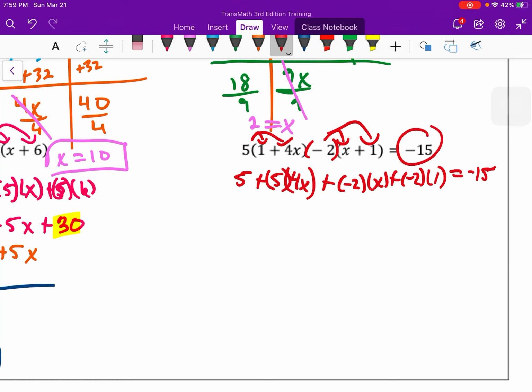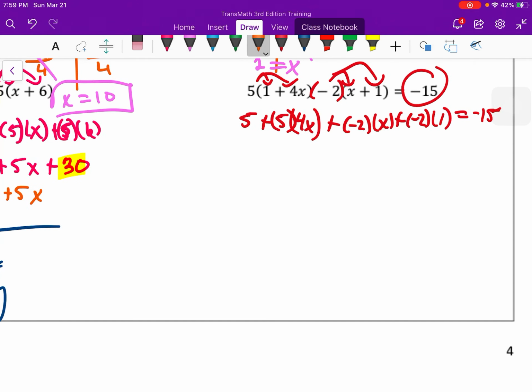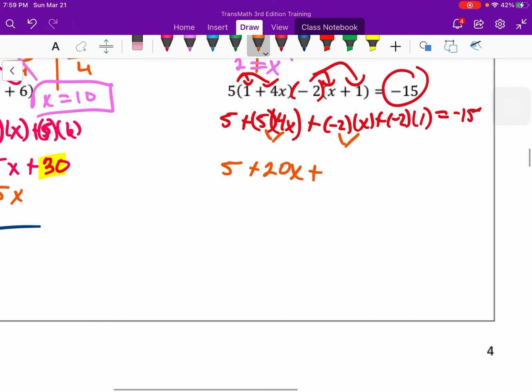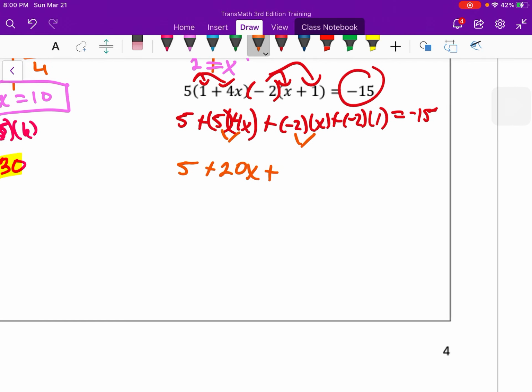We still have this negative 15 on the right. Now I can simplify some of these products. I'm rewriting 5 because it was 5 times 1 plus 5 times 4x. It's going to be 20x plus, again, order of operations, we must multiply before we add or subtract. Negative 2 times x is negative 2x plus negative 2 times 1 is negative 2.